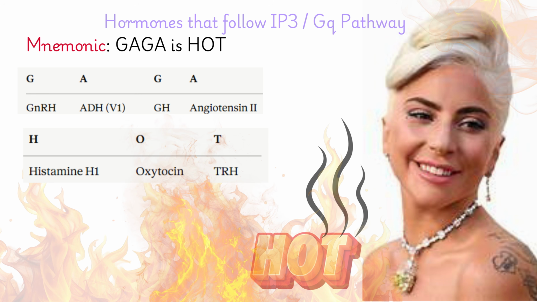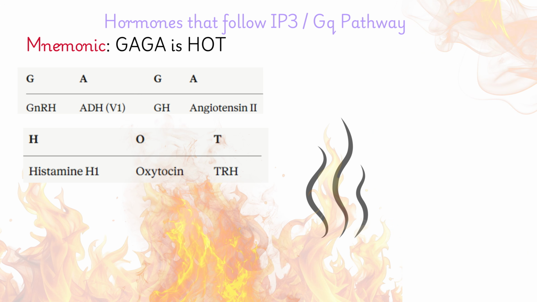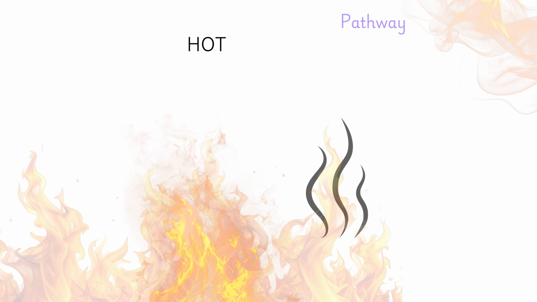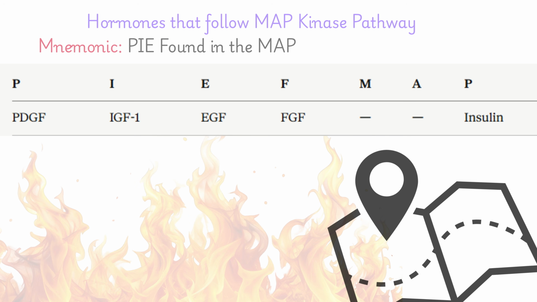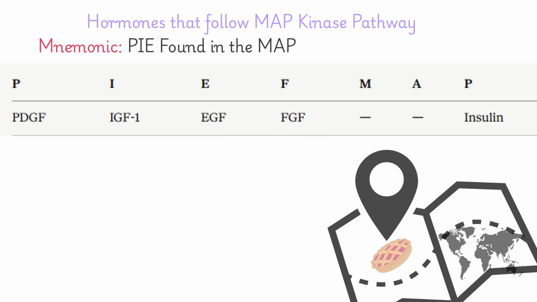Then, H is for histamine, acting on the H1 receptor. O is for oxytocin. T is for TRH, thyrotropin-releasing hormone. So whenever you hear GAGA is HOT, think about the IP3/GQ pathway. Our third pathway is the MAP kinase pathway. The mnemonic here is Pi found in MAP.